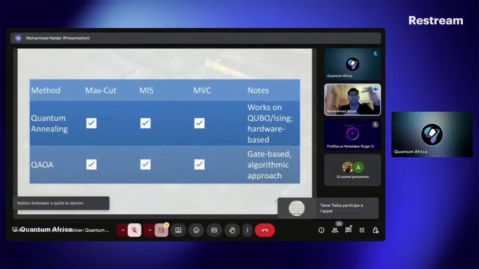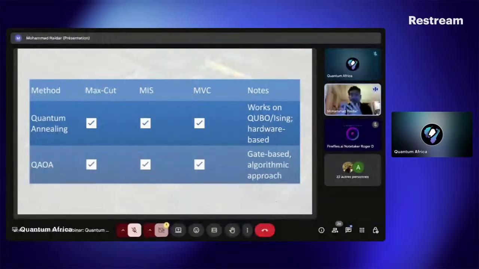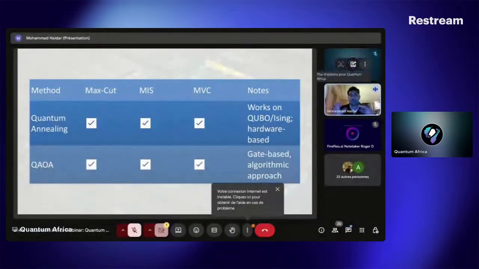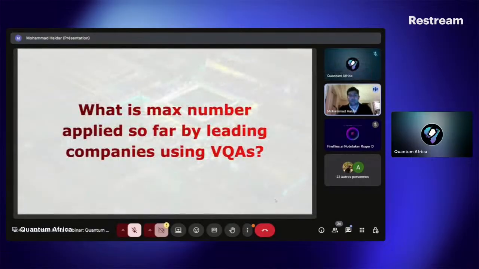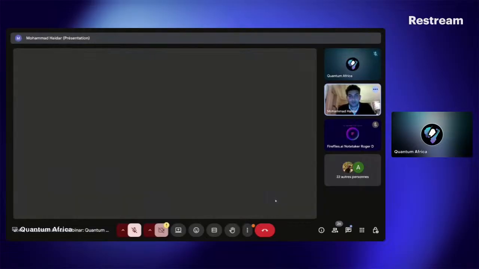So if you compare Max-Cut and MVC, all of them can be used in quantum annealing or QAOA. So both of them can be used in different scenarios. So now, what's the maximum number applied so far by the leading companies using variational quantum algorithms?